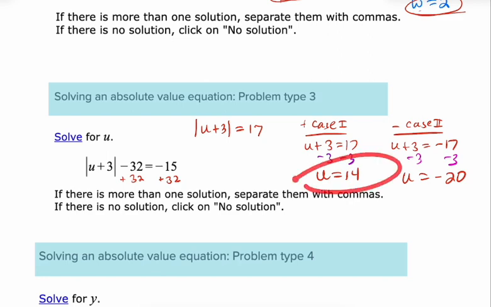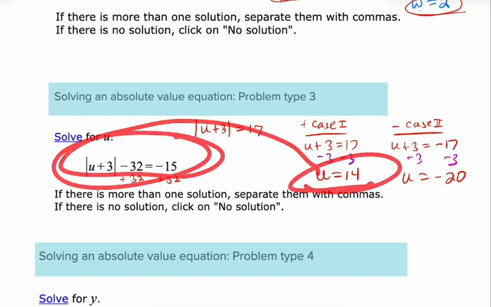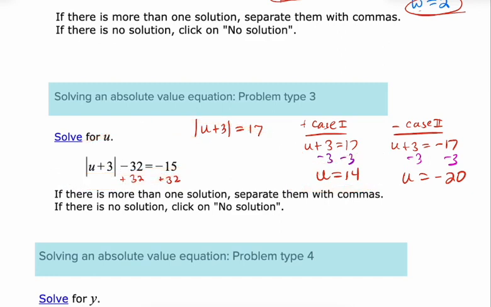Okay, so let's plug in 14 back into the original, exactly the way it looked. If I plug in 14 here, I get the absolute value of 17, which is 17. Take off 32 is negative 15. Bam, that one works. So let's go ahead and circle that one. That one works. That's great.